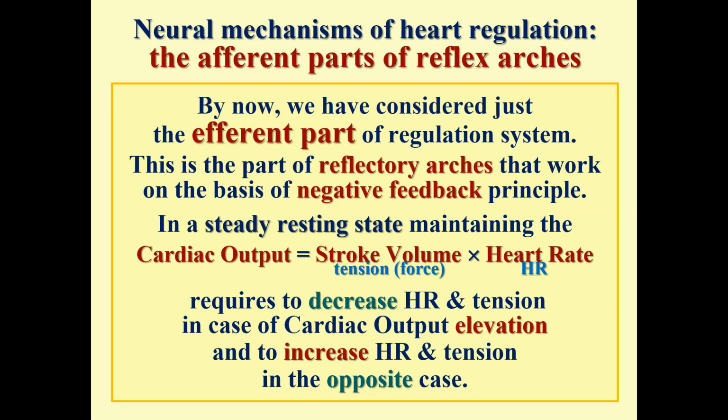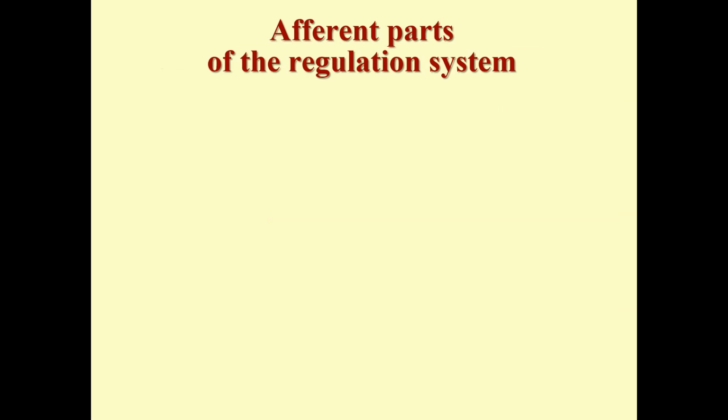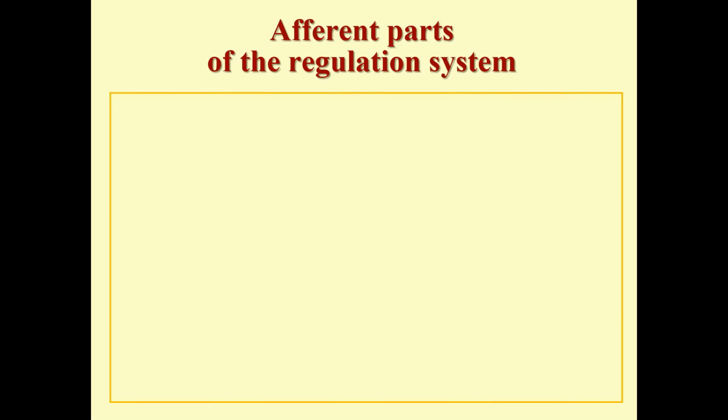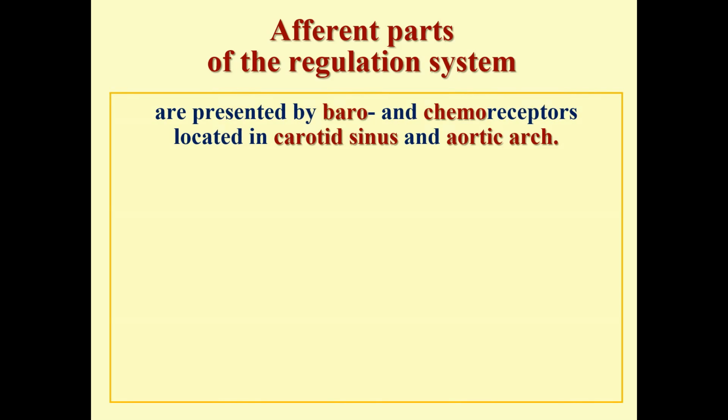So tension is force and heart rate is heart rate. So both inotropic and chronotropic effects are necessary to regulate the cardiac output finally. And cardiac output brings the necessary amount of blood per minute for organs and systems, depending on their requirement. So let's consider afferent parts of the regulation system. These afferent parts are presented by baroreceptors and chemoreceptors.